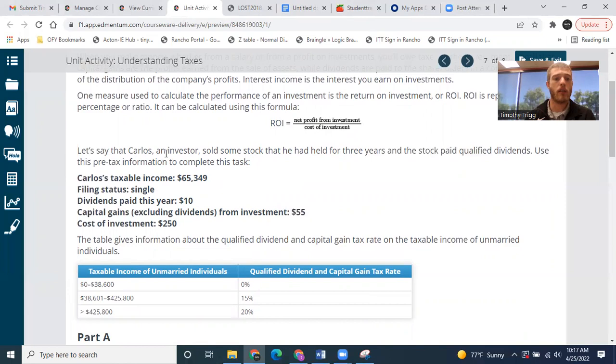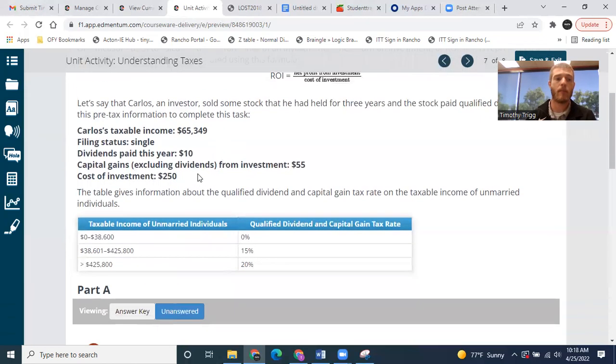Let's say that Carlos, an investor, sold some stock that he had held for 3 years, and the stock paid qualified dividends. Use this pre-tax information to complete this task. He's single. The dividends that were paid out were $10, the capital gains were $55, and $250 is how much the investment cost him. The table gives information about qualified dividends and capital gains tax rate on taxable income of unmarried individuals.